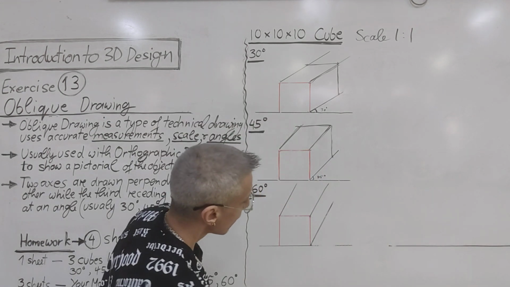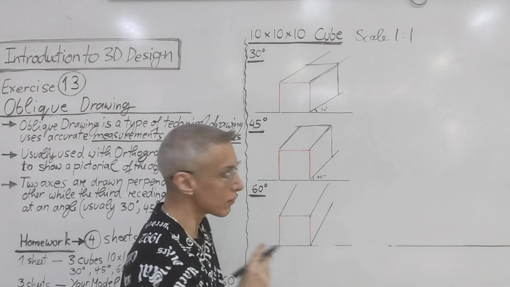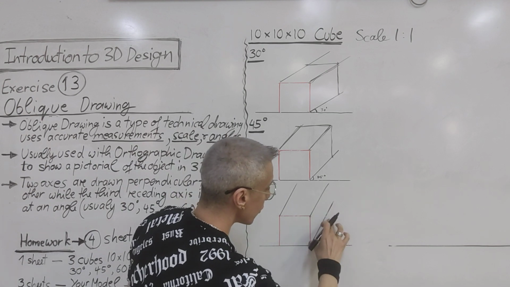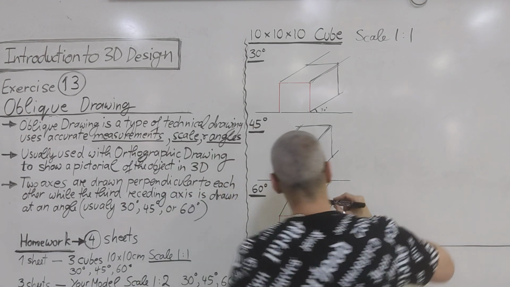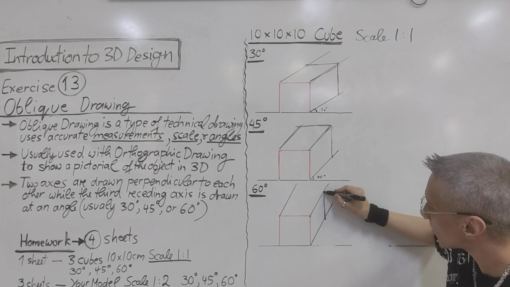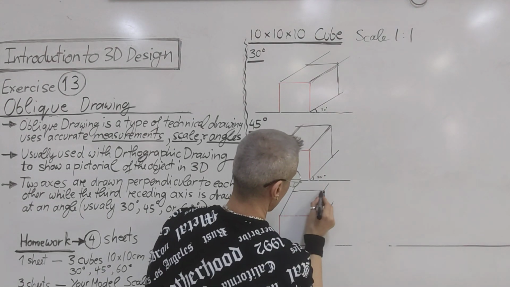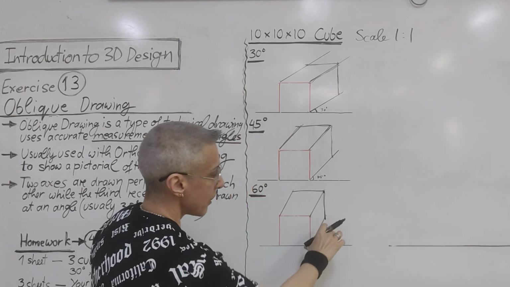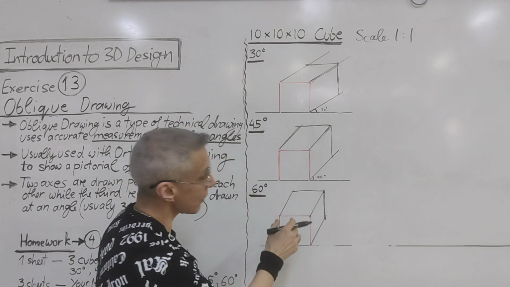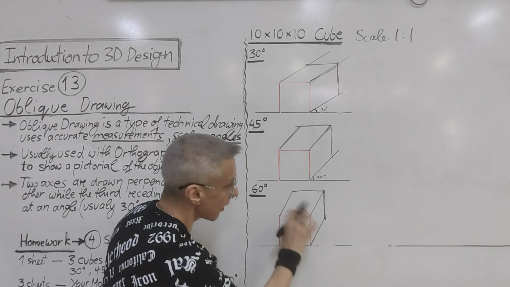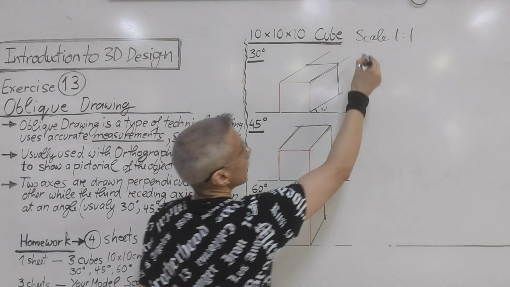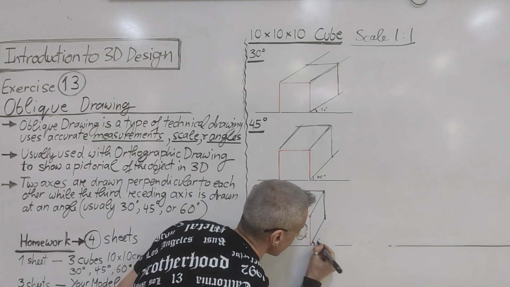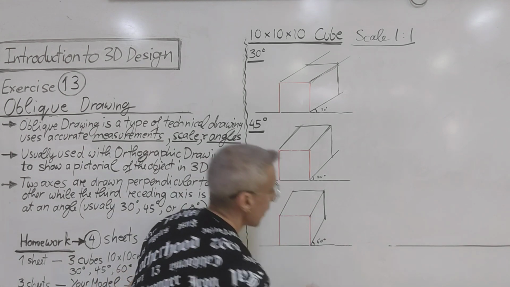Now, these lines again must be parallel, and from here to here, because it's a 10 by 10 cube, you need to measure here 10, put a line up. So any line that I measure here, because it's a 10 by 10 cube, must be 10, 10, 10, everything, and scale 1 to 1. Just this angle is different. So this is here a 60-degree angle.